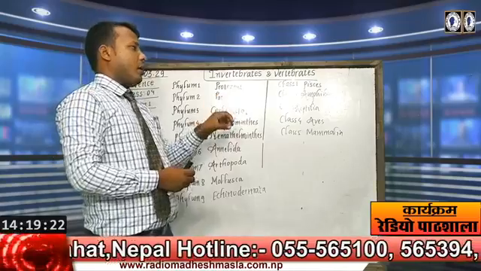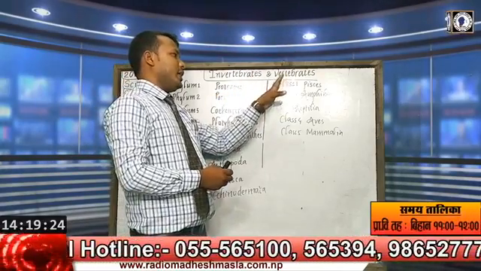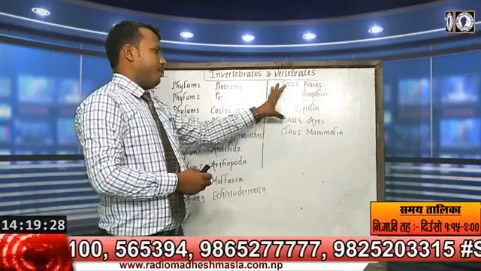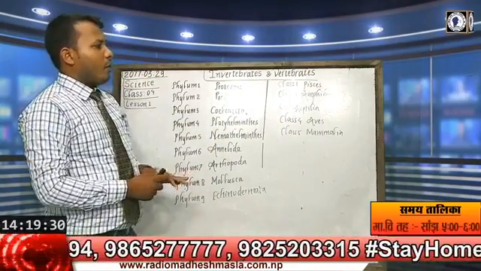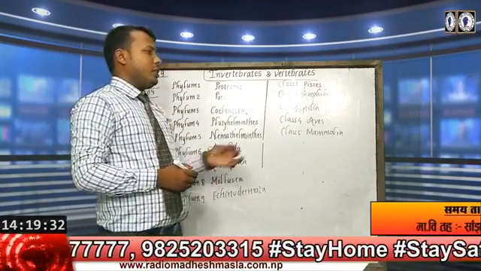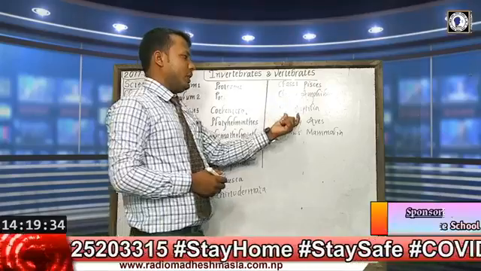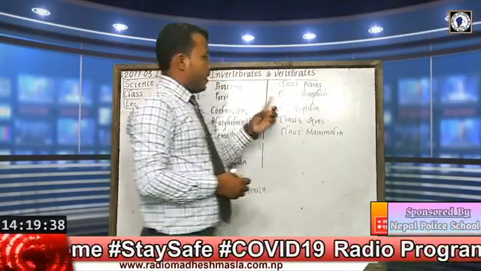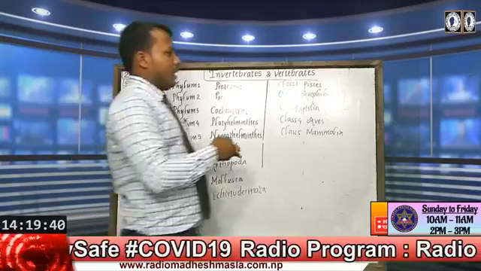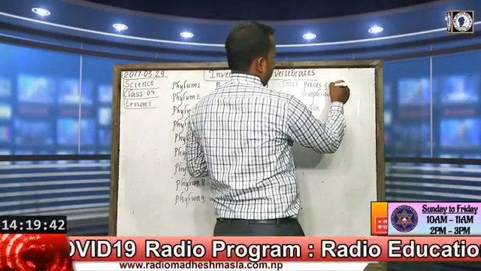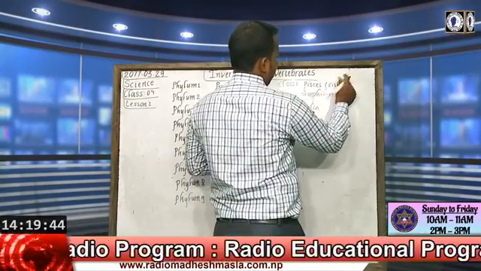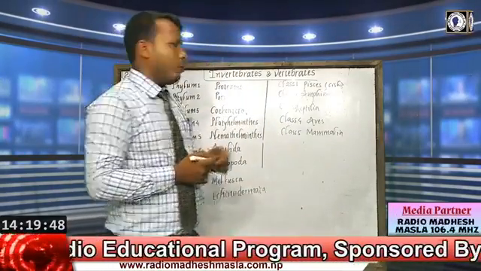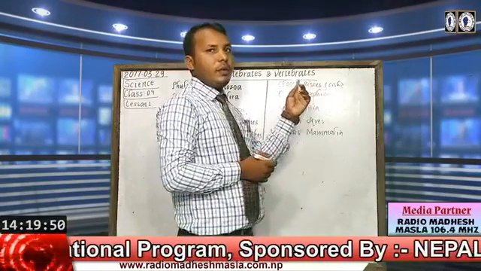Next, vertebrates. Vertebrates are grouped into 5 classes. Number 1 is fishes, number 2 is amphibians, number 3 is reptiles, number 4 is Aves, and number 5 is Mammalia. Do you know fishes? All the fishes are kept in this group. They have waterproof scales and they breathe through gills.